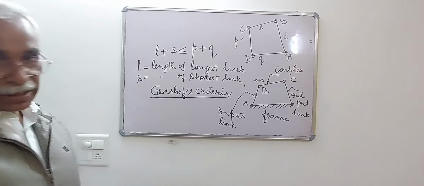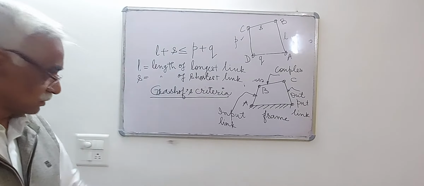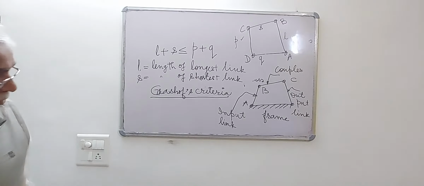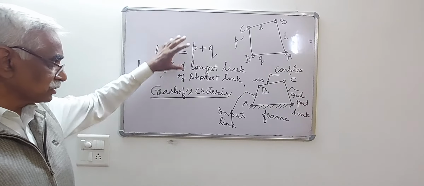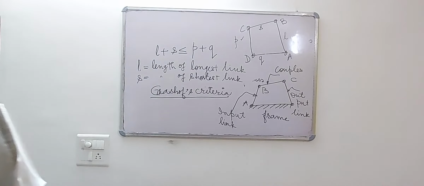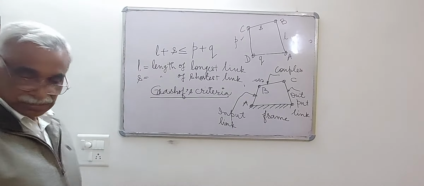Then this type of linkage, or four-bar linkage, is known as a Grashof linkage. This criterion should be satisfied. If it is satisfied, the four-bar mechanism is known as a Grashof linkage. This is known as Grashof's criteria or Grashof's law.